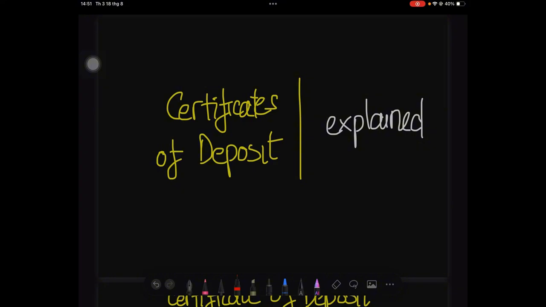But here's the interesting part. Not all CDs work the same way. Some can be traded in a secondary market. Others are locked until maturity and impose a significant penalty if you withdraw early. So today, let's break down how CDs work, why banks issue them, and most importantly, the difference between negotiable and non-negotiable CDs.